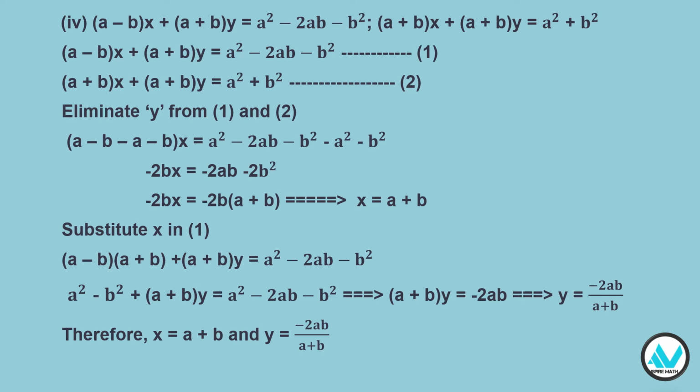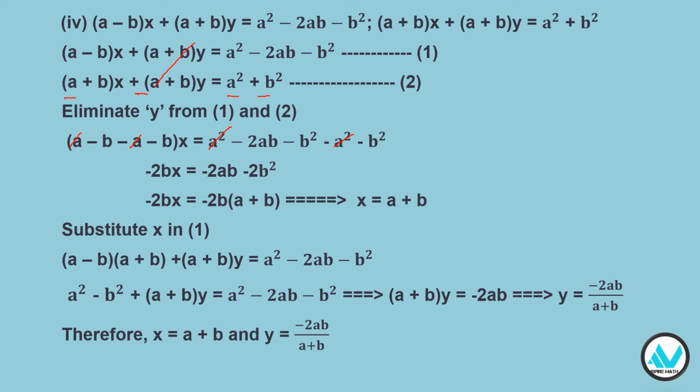So plus a plus b x becomes minus, and here plus becomes minus. This again plus becomes minus and plus becomes minus. Now plus a plus b y and minus a plus b y get cancelled. So I'm left with a minus b minus a minus b of x equal to a square minus 2ab minus b square minus a square minus b square. I'm just adding and putting it here. Next, I can cancel a few things. That is, I can cancel plus a and minus a. Here again I can cancel plus a square and minus a square. So when I add these two, I get minus 2bx equal to minus 2ab minus 2b square.